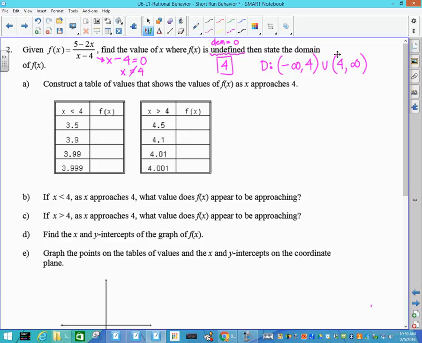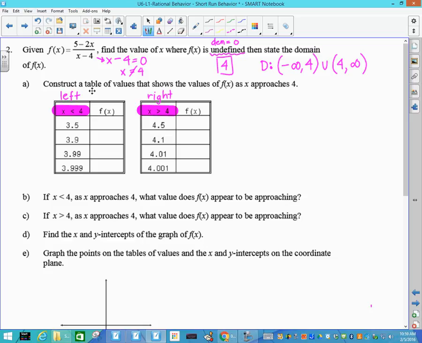So that's our domain. Now, where that value was undefined, we're trying to figure out what's happening to our graph at that point. So we're going to look at x less than 4 and x greater than 4. And remember that we talked about this is the left side of 4 and this is the right side of 4.